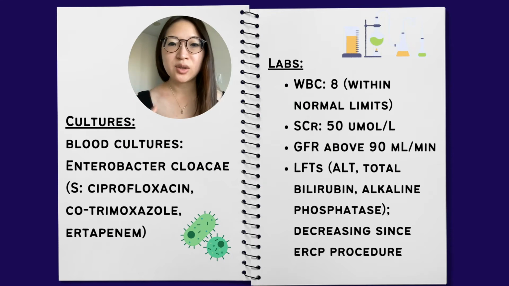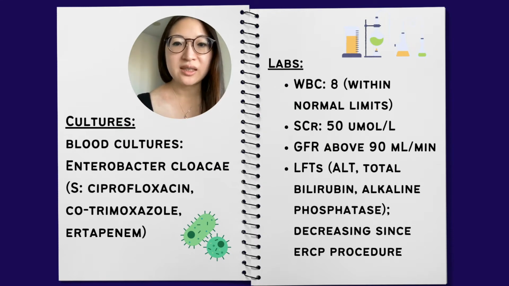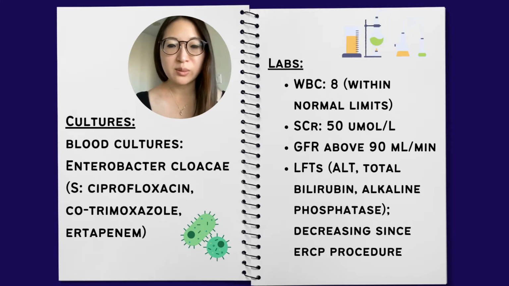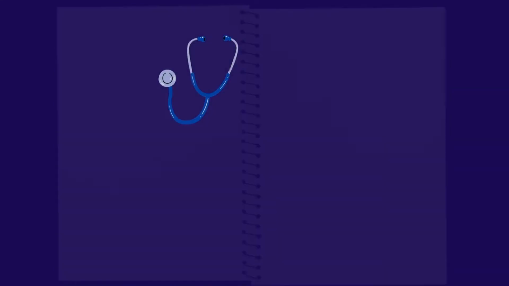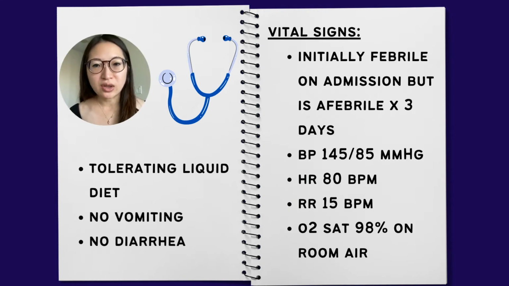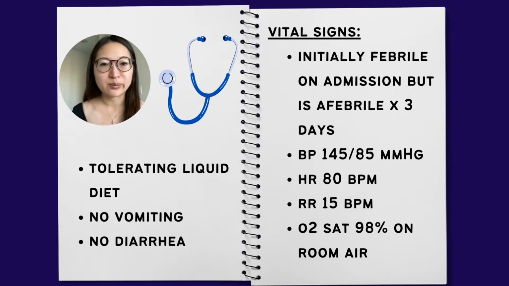He is growing Enterobacter cloacae in his blood cultures that is sensitive to ciprofloxacin, cotrimoxazole, and ertapenem. His labs show that his serum creatinine has been stable at 50 micromoles per liter with a corresponding GFR of above 90 mL per minute. His LFTs are also downtrending since his ERCP procedure. You note from his nurse and MAR that he is tolerating his liquid diet as well as oral medications without any vomiting or profuse diarrhea. He's been hemodynamically stable with a good heart rate and blood pressure and has been afebrile for the past 3 days.